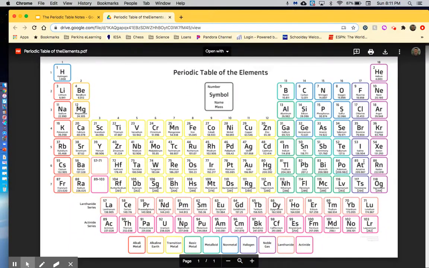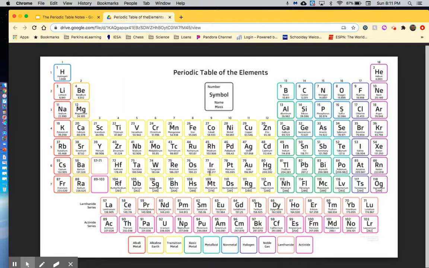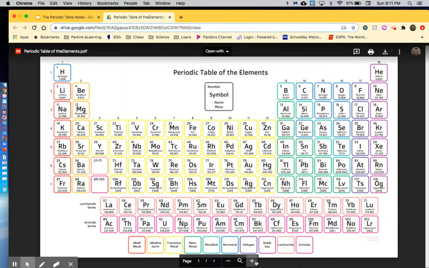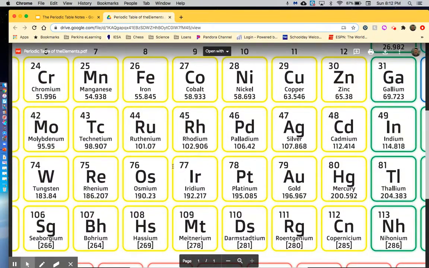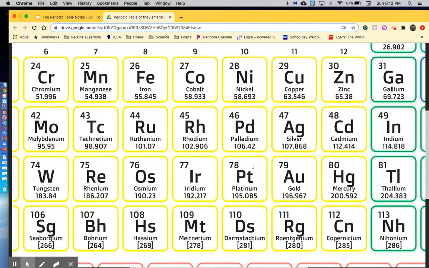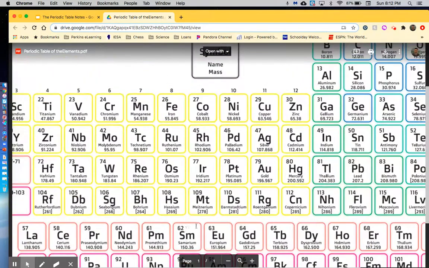I don't know every single element. I've heard of every single one, but if you asked me where iridium was, I'd have to find it. It's actually right there. But if someone just came up to me and asked me what atomic number iridium was, I wouldn't be able to tell them. But can I find iridium? Yes, I can on the periodic table. So I want to teach you how to use this document, right?